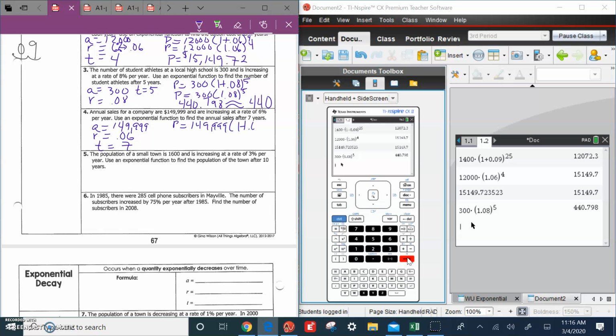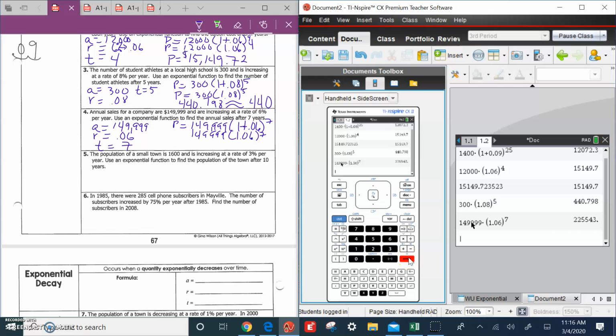149,999, 1 plus 0.06 raised to the 7, so 149,999, 1.06. Careful on the calculator, make sure that you don't put a comma, because if you put a comma, it'll give you an error. So that's 1, 2, 3 9s, parentheses, 1.06, close parentheses.